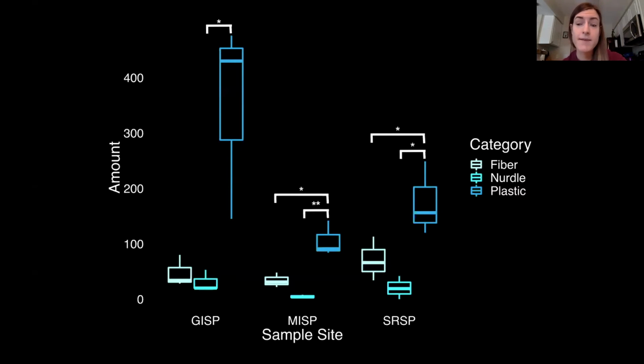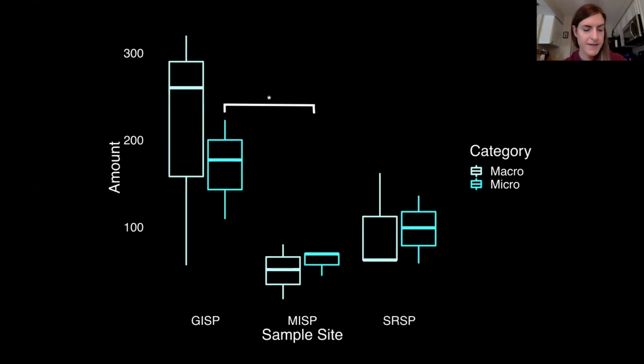And then if we look at microplastics specifically, so this was only plastics and nurdles categories that fell below that 5 millimeter cutoff line, we saw that there was a significant difference between Galveston Island State Park and Mustang Island State Park. So that's that darker blue line. But we didn't see a significant difference between Sea Rim State Park and any of our other sample sites when we combine the summer and fall data.